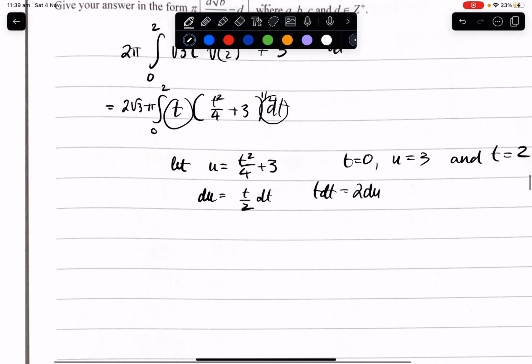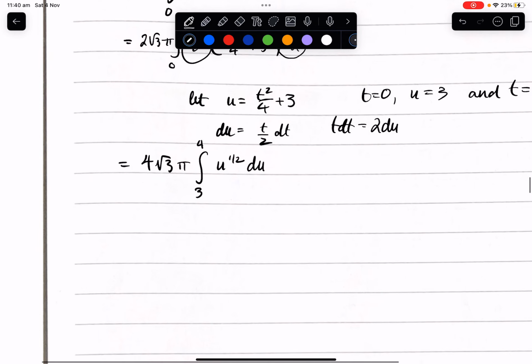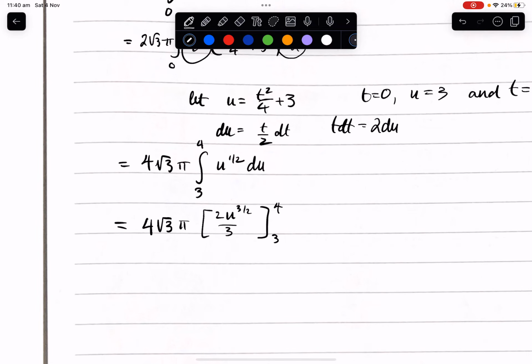So now our integral is equal to 2 root 3 pi, integral from 3 to 4 now, of u to the power of 1 half times 2 du. So I'll put the u here, and I'll chuck a 4 out there. Now that's equal to 4 root 3 pi, and you've got u to the power of 3 over 2 times 2 thirds from 3 to 4.